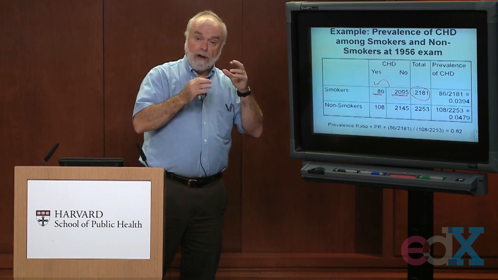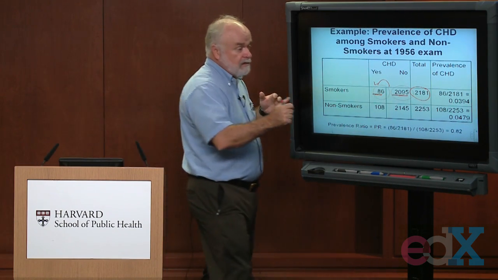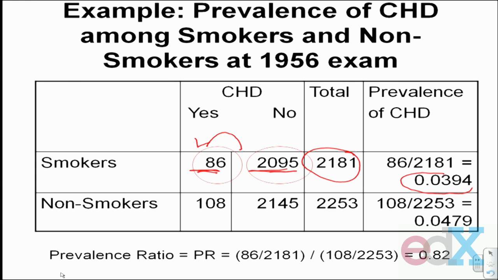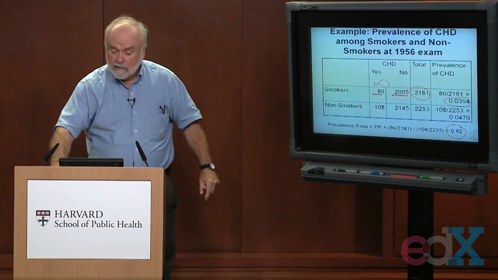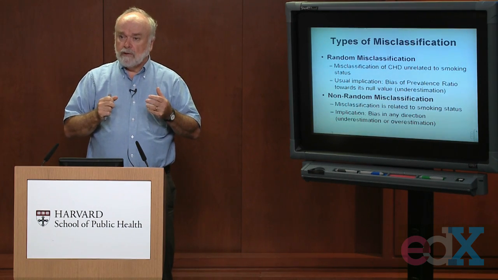So maybe that underreporting of true cases of heart disease among the smokers is the reason we're seeing the smaller prevalence among the smokers, and the reason we're seeing a prevalence ratio showing that smokers have less heart disease than non-smokers. So a measurement bias is another potential reason for finding this association in this cross-sectional study, as it is for many types of studies that we'll be talking about in future weeks. So those are the two types of bias, selection bias and measurement bias.